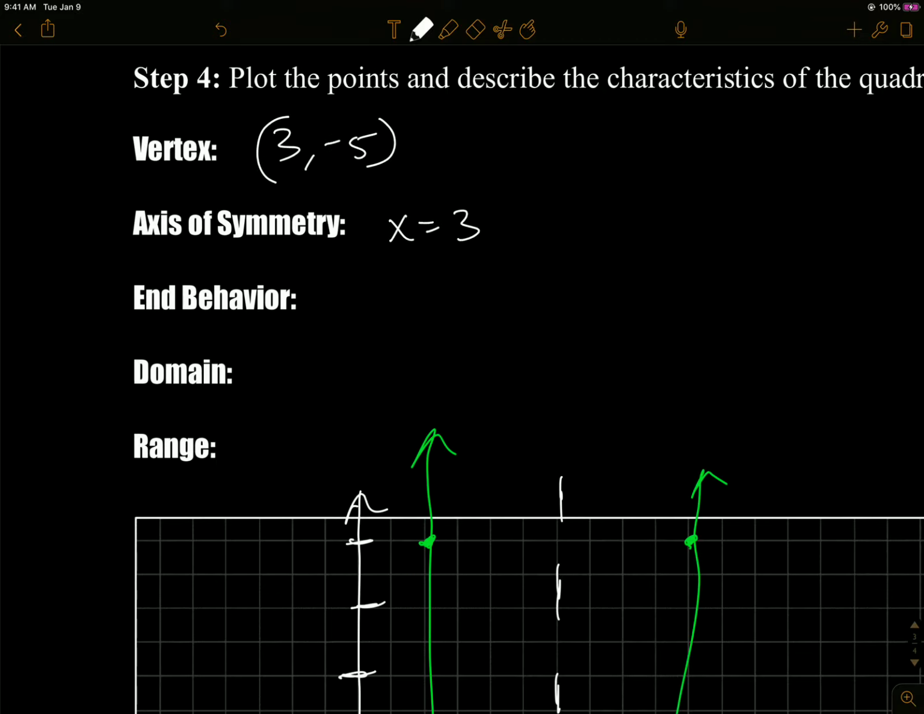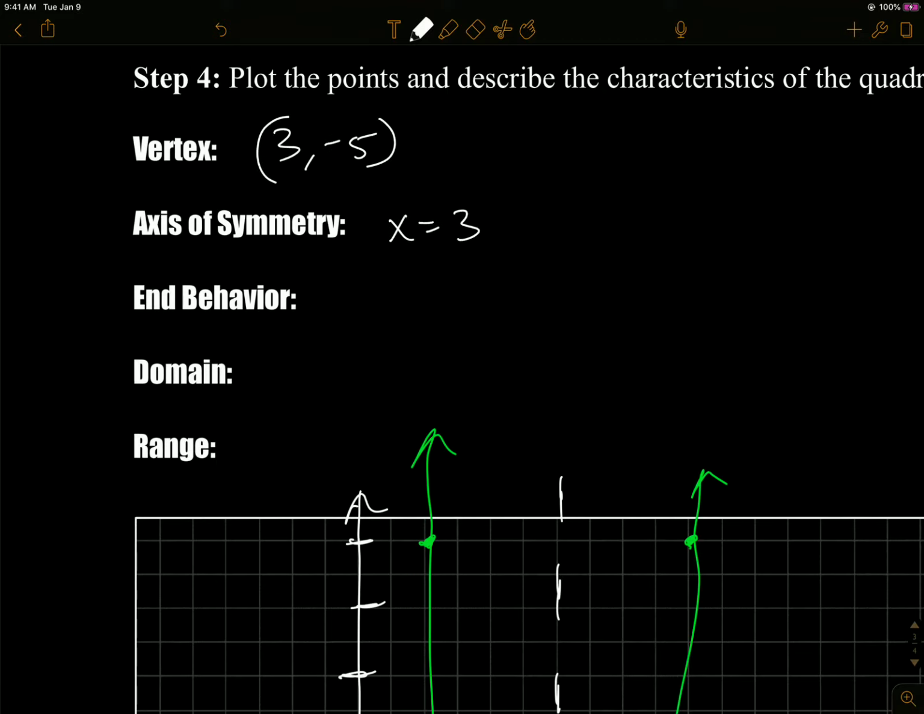The domain is always all real numbers. Because no matter where I am, if I pick this x value, I'll eventually hit the graph. It might take a little longer. Here, right, I hit the graph. This x value, I hit the graph. Every x value I'm going to hit the graph.